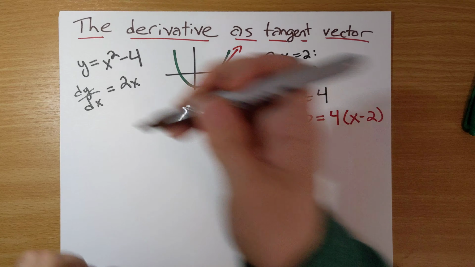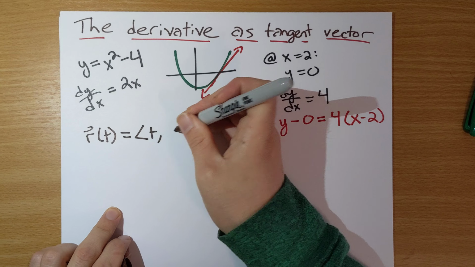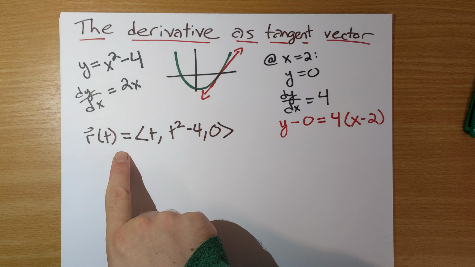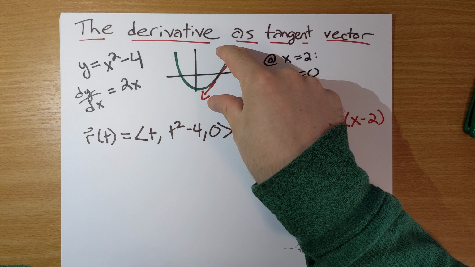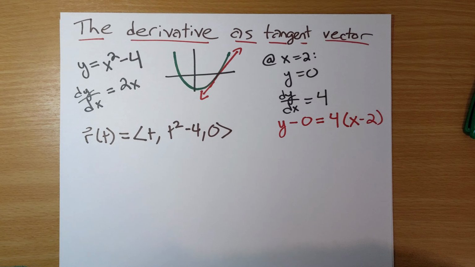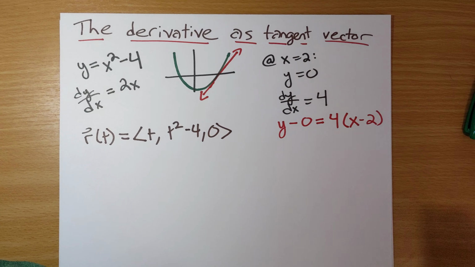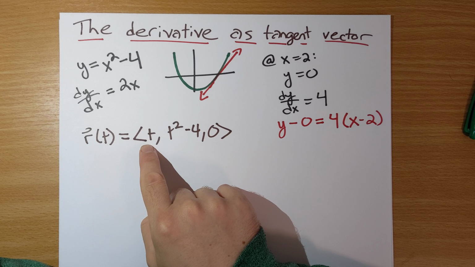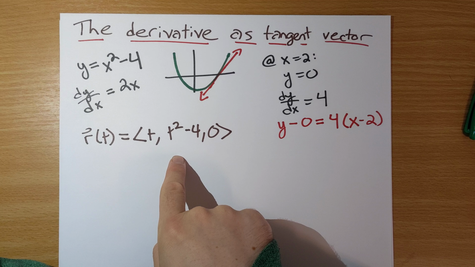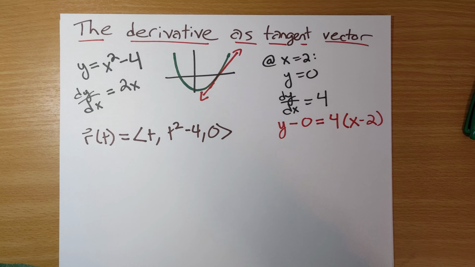So namely, let me try this. I'm going to write this as r of t is equal to t, t squared minus 4, 0. So observe here that if we take this xy plane and put it into 3-dimensional space, this is a parametrization of the same curve here. So the z component is 0, because we want to stay in the xy plane. For whatever value x is, t corresponds exactly to x, and then y is going to be t squared minus 4. y is equal to x squared minus 4.